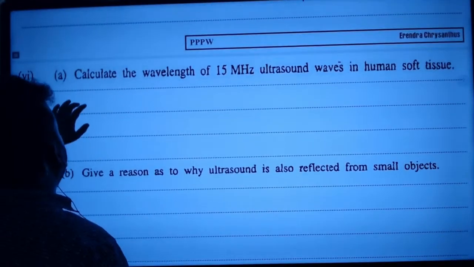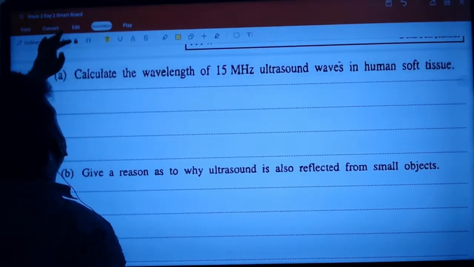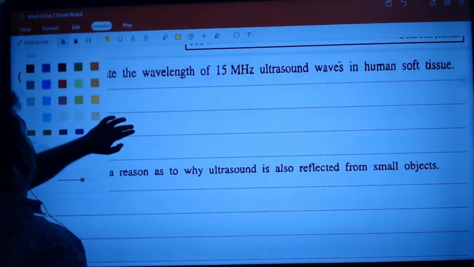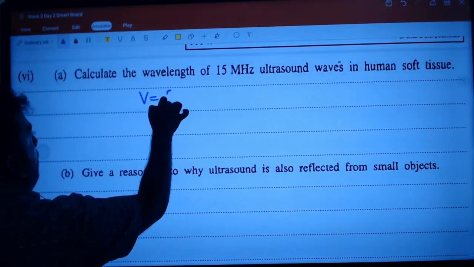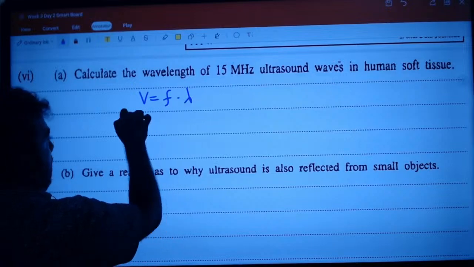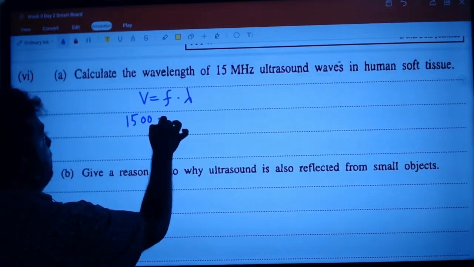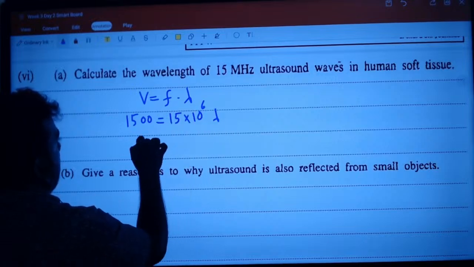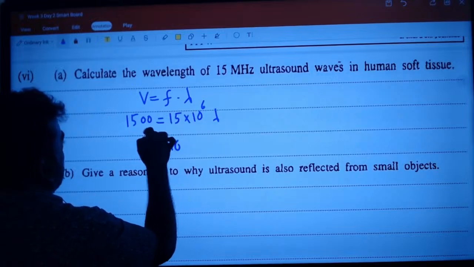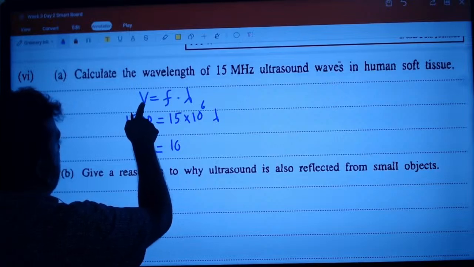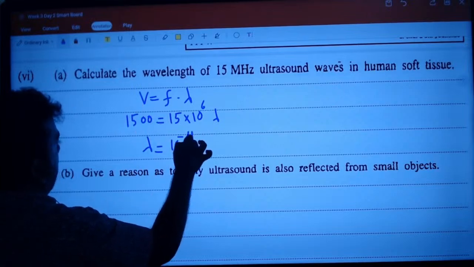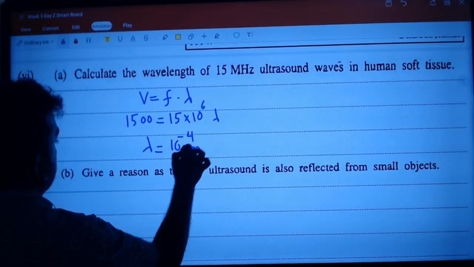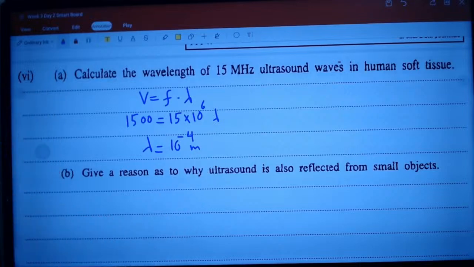If you simplify it, v is equal to f lambda. In human soft tissue, 1500 equals 15 mega times lambda. Lambda is 100 times 10 to the power minus 4 meters, that is 10 to the power minus 4 meters.